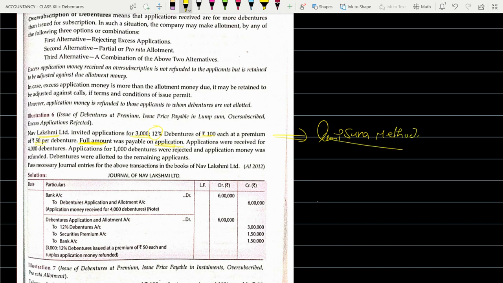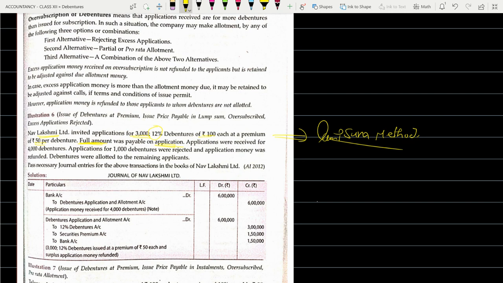So here you have to open an account called debenture application and allotment account. Applications were received for 4,000 debentures. So by looking at this itself, you know very well it's an excess application of 1,000. Applications for 1,000 debentures were rejected and application money was refunded.